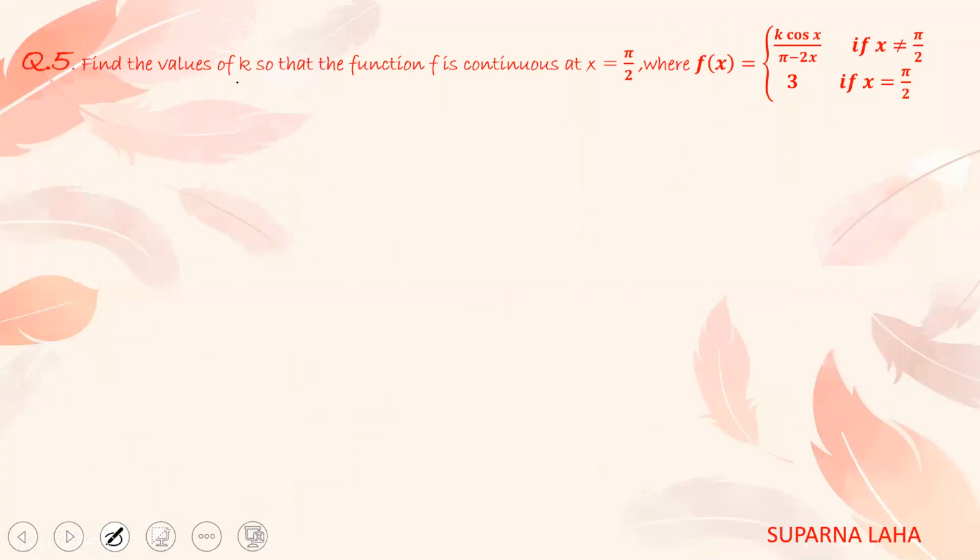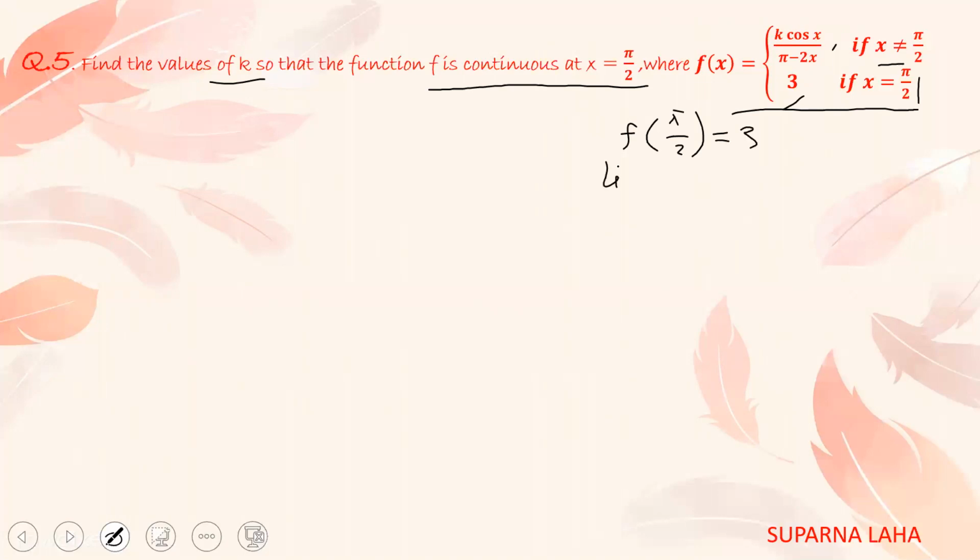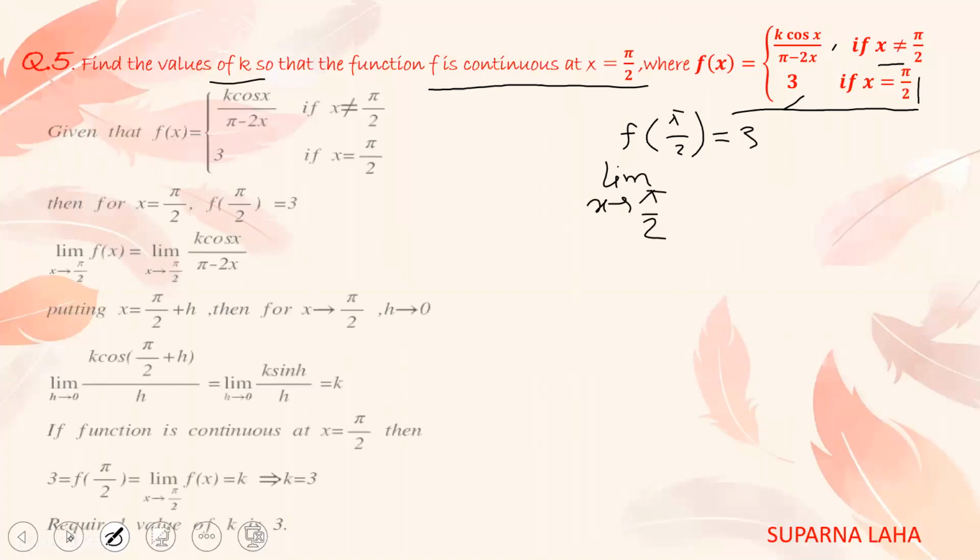Here you need to find the value of k, where the given information is that f is continuous at x equals pi by 2, and here is the function. Only at x equals pi by 2 the definition of the function is different, and for x not equal to pi by 2 the definition of the function is different. So first check f of pi by 2, that is 3. Now check the limiting value, that is limit x tends to pi by 2, f of x.